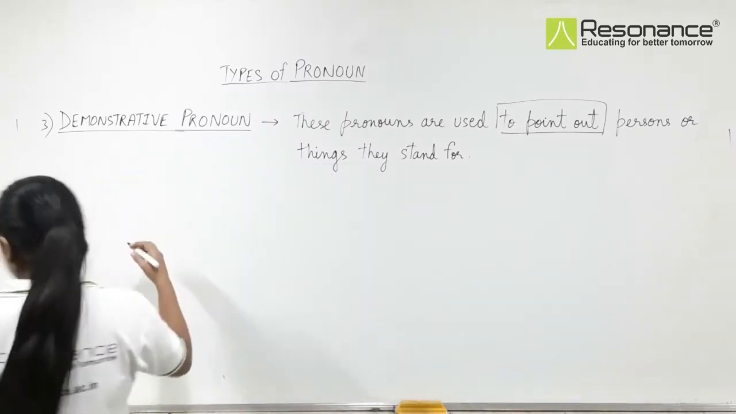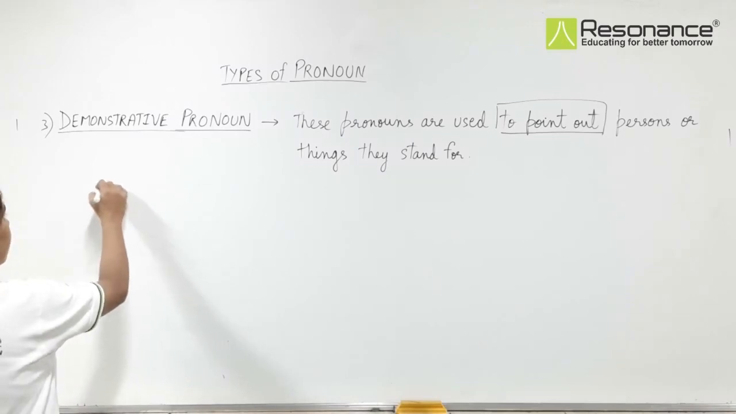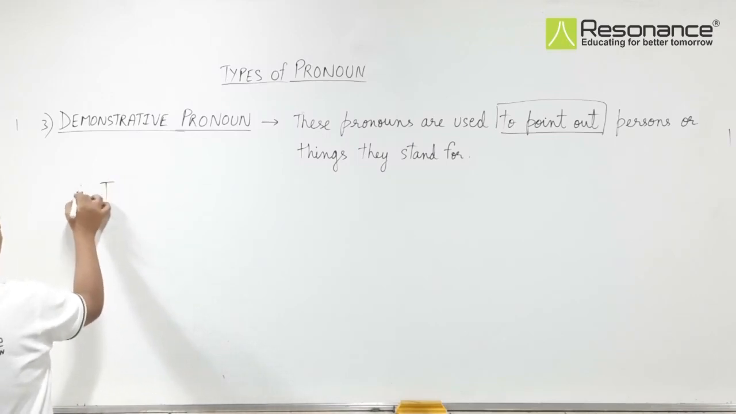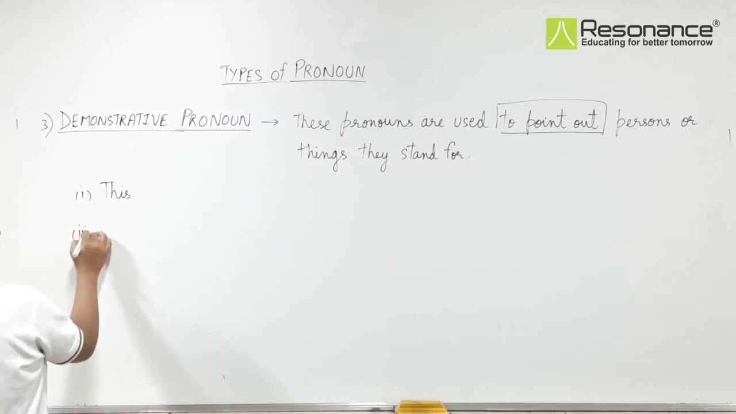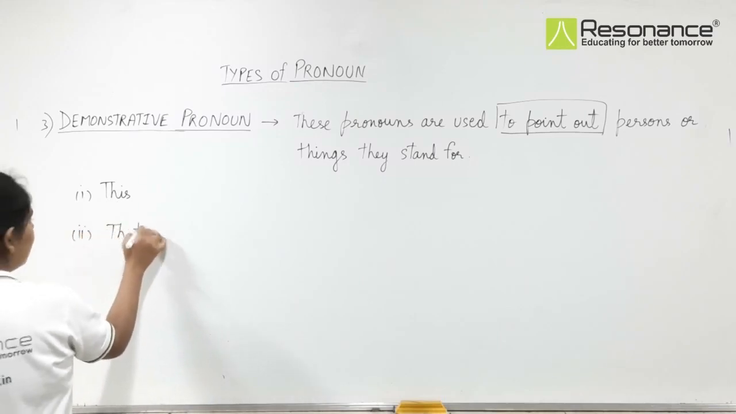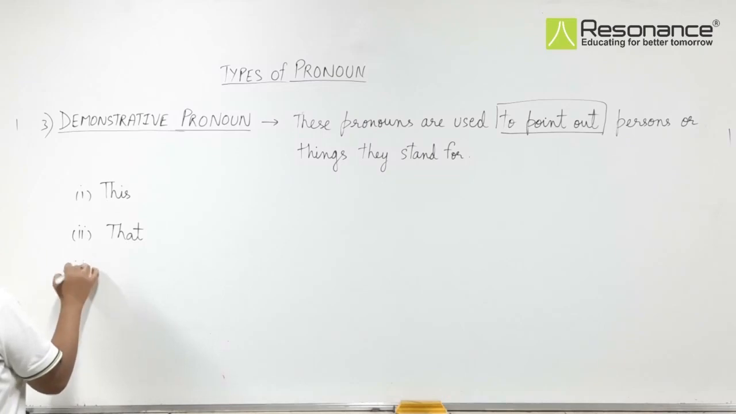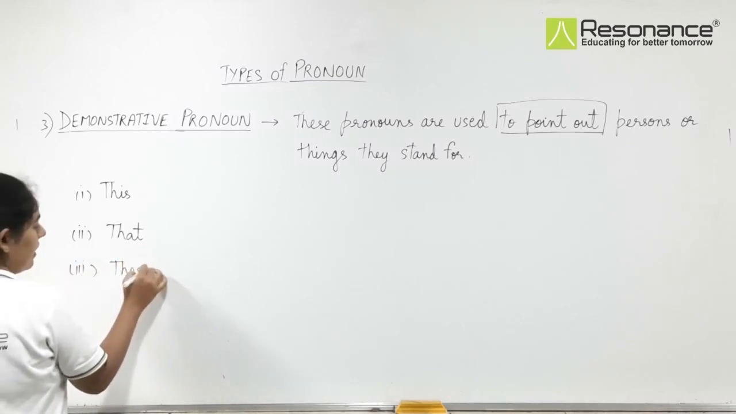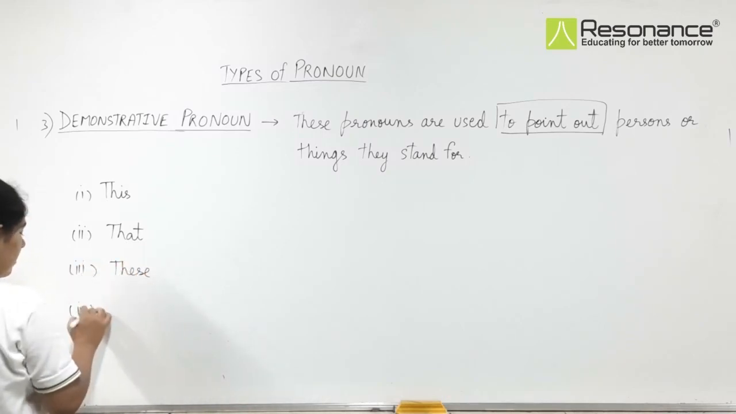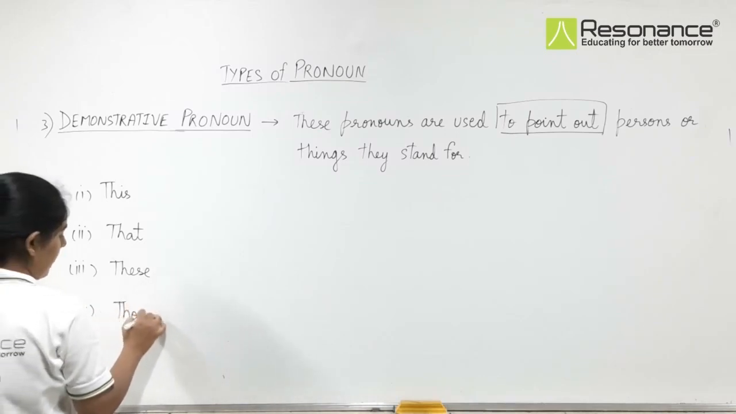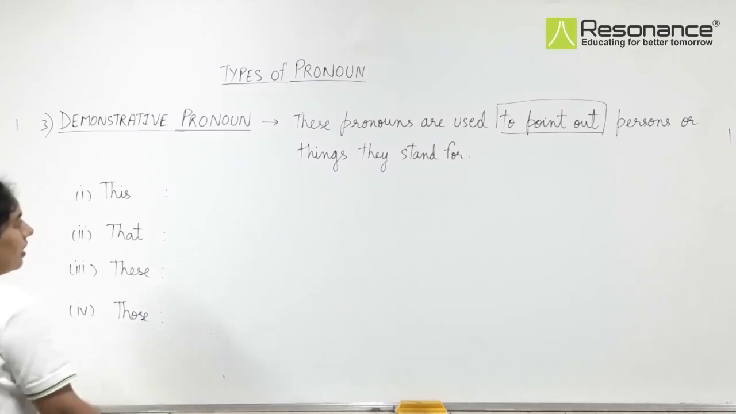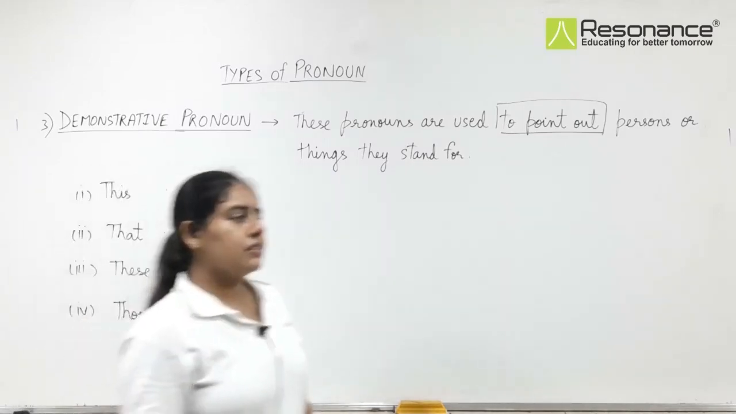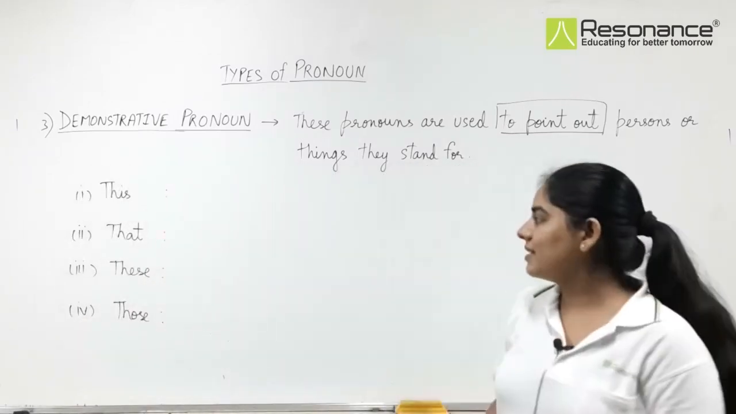Now what are the categories under demonstrative? Let's have a look. The first category is this, the second category is that, the third category is these, and the fourth category is those. Now what is the difference between these? अब इनमें डिफरेंस क्या होगा? This, that, these and those. This में क्या होता है?